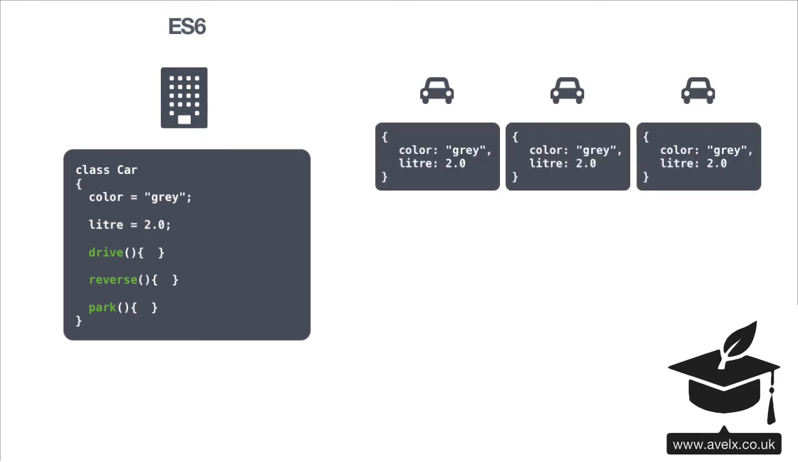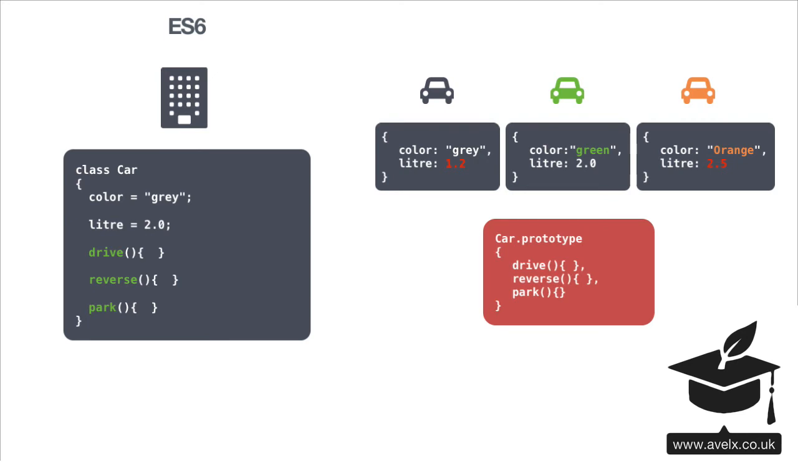The prototype object is shared between all instances or car objects. That's because the properties are unique. They can have different colors, engine sizes, and more. However, the drive, reverse, and park methods are not unique to a car object. So why bother copying these methods for each instance, taking up memory?